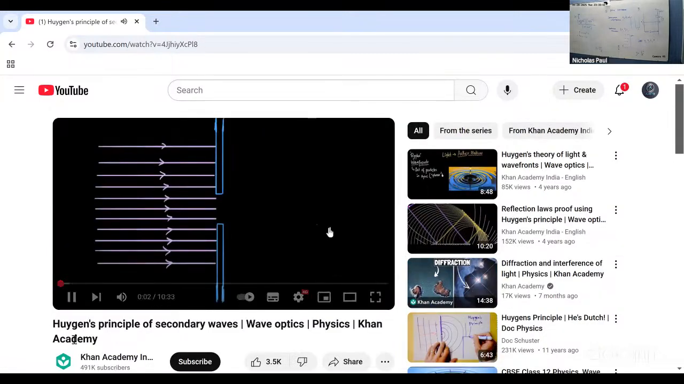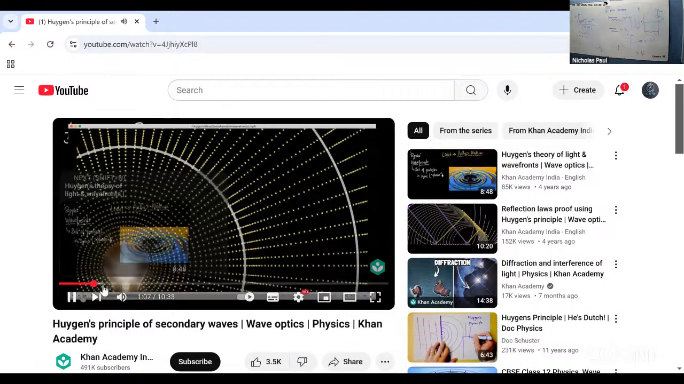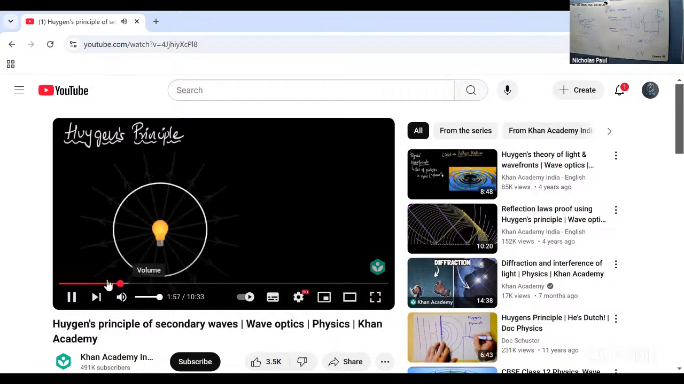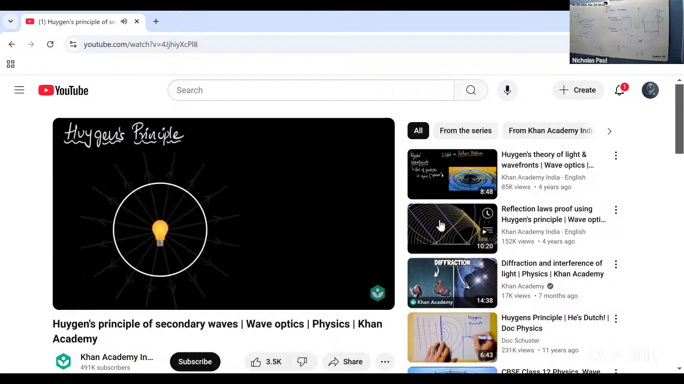If you shine parallel rays of light on a cardboard with a tiny hole in it, what do you expect to happen to this light? I'm going to introduce this important thing that we saw about the wavefronts. Let's say we have a light bulb giving us light, and so what does the principle say?